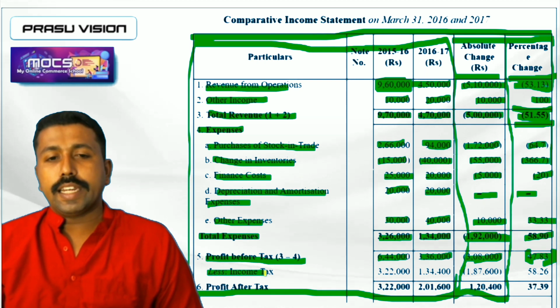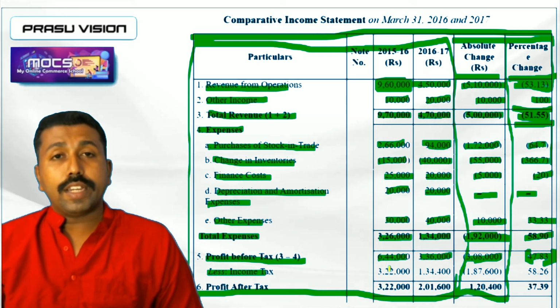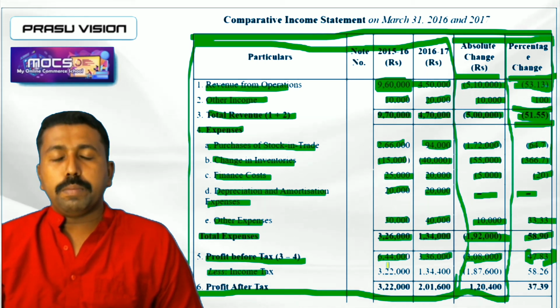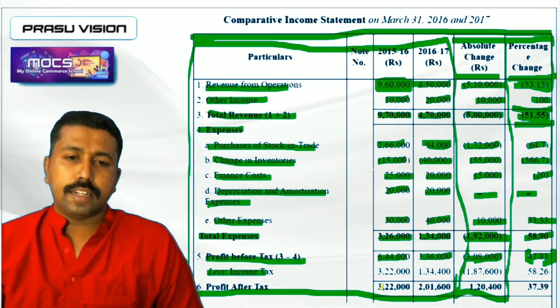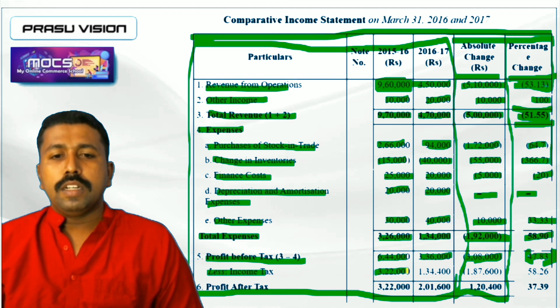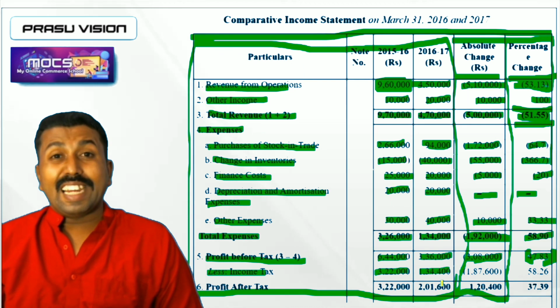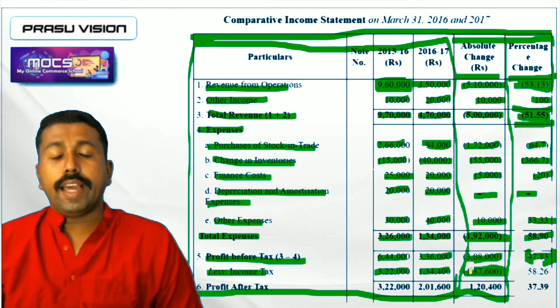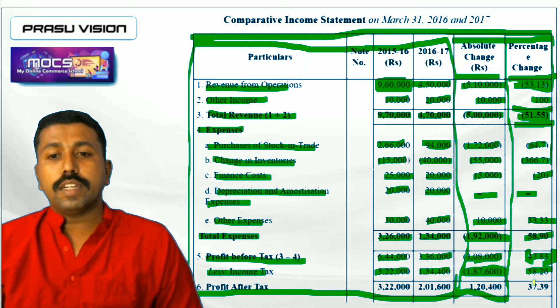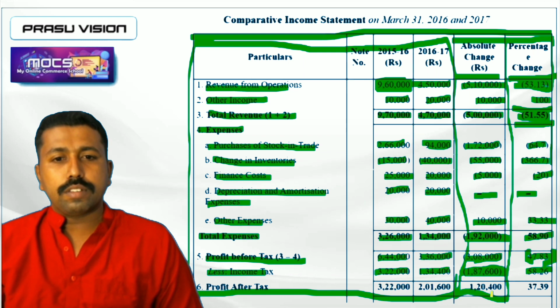Income tax, we are deducting, calculating. How can we calculate the income tax? Profit before tax into tax rate divided by 100. So first it is 3,22,000. It is a 50 percentage. So 1,34,400. Difference, it is 1,87,600. Percentage is also a negative figure, 58.26.